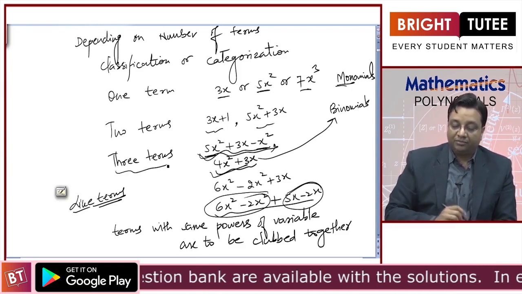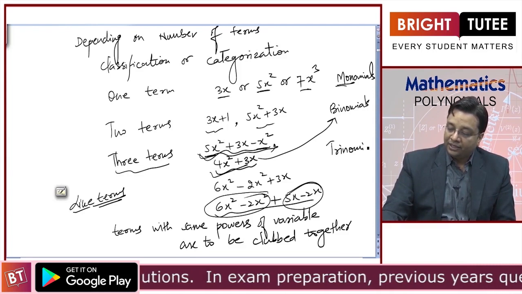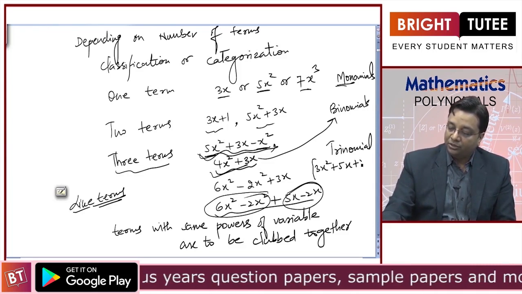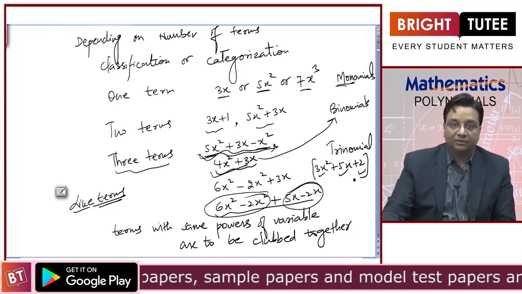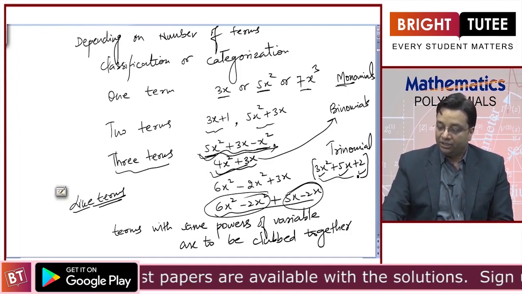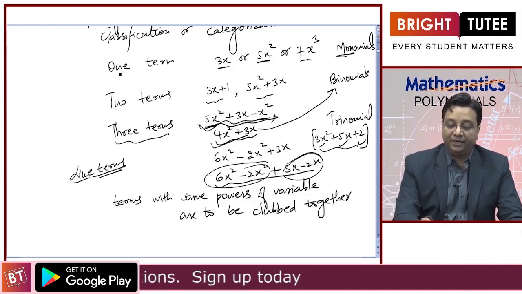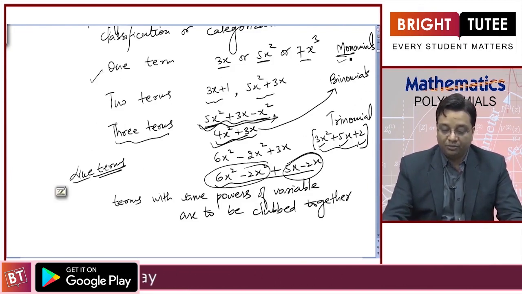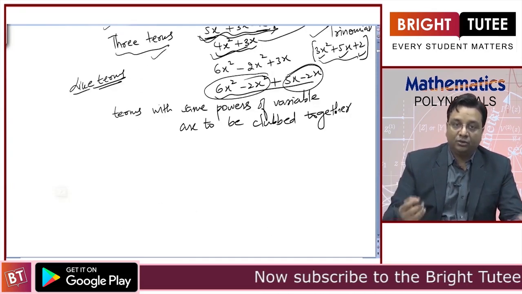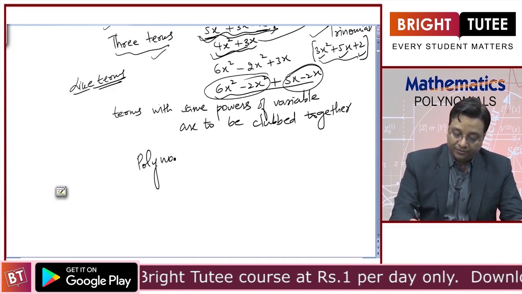I wanted to give you an example of a three-term polynomial. It will be known as trinomial, and the example I am writing here is 3x square plus 5x plus 2, let us say. It has got three terms, with different powers of x. So it is a trinomial. So, we have categorized it depending on the number of terms. One term we call monomial, two terms binomial, three terms trinomial. Similarly, we can go on like this. More than three terms we will generally call polynomials.